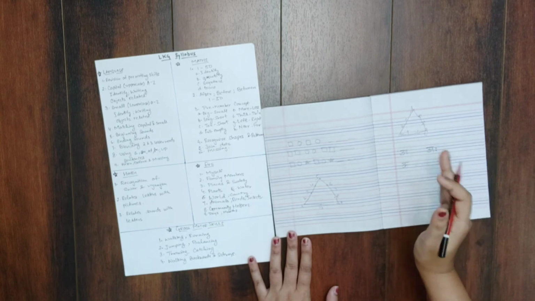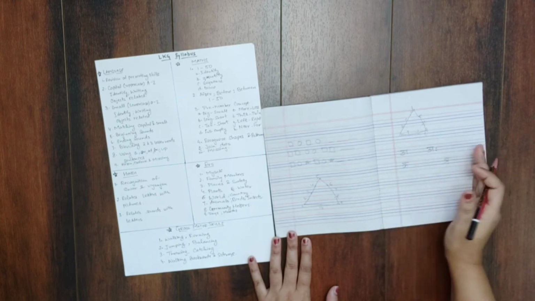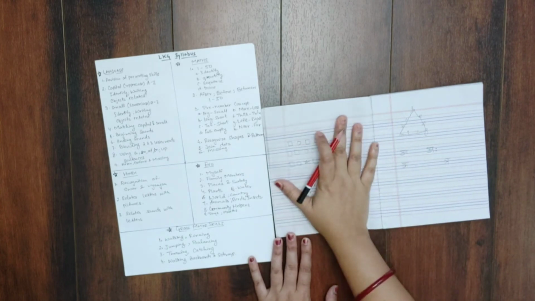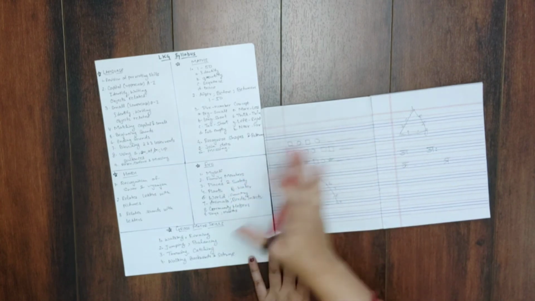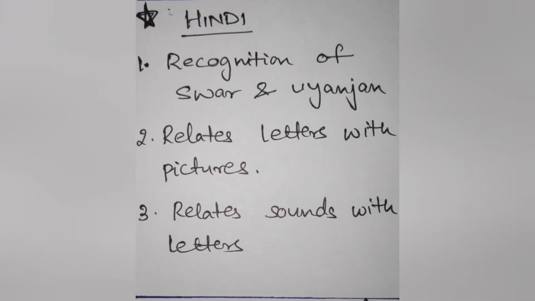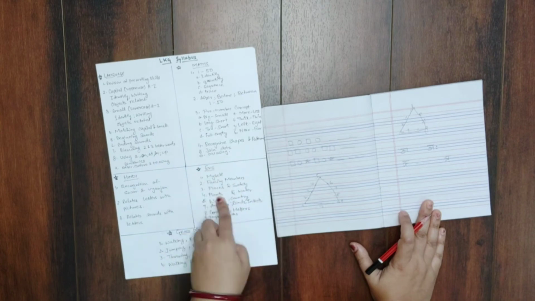Next, you also relate to the sounds of the letters. The kid should be able to identify how the sound is. So this was all about the Hindi section, and let's move on to our next section. The next section is the EVS section.